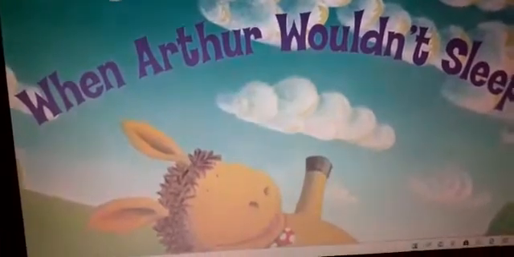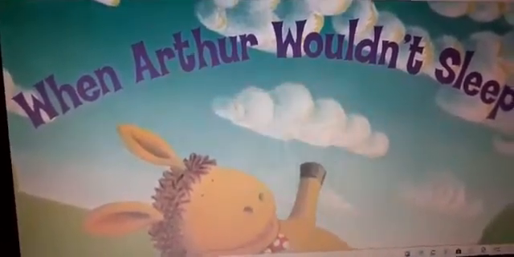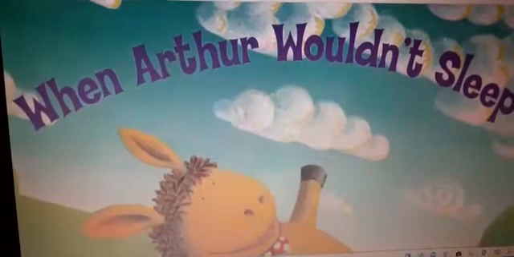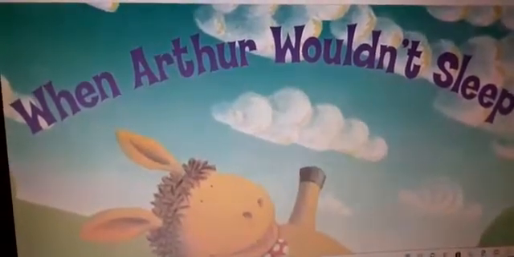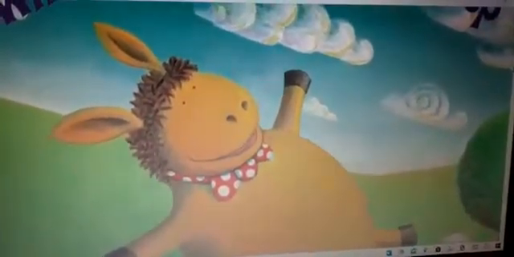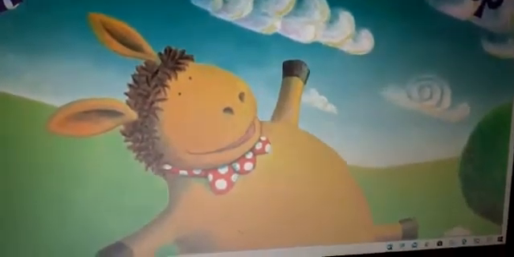This week we will study a very exciting story. It's entitled When Arthur Wouldn't Sleep. As you see in this picture, this is Arthur. He is the hero of the story, so he is the main character in the story. You will love this story a lot because it's full of illustrations, drawings, and it has very funny events.